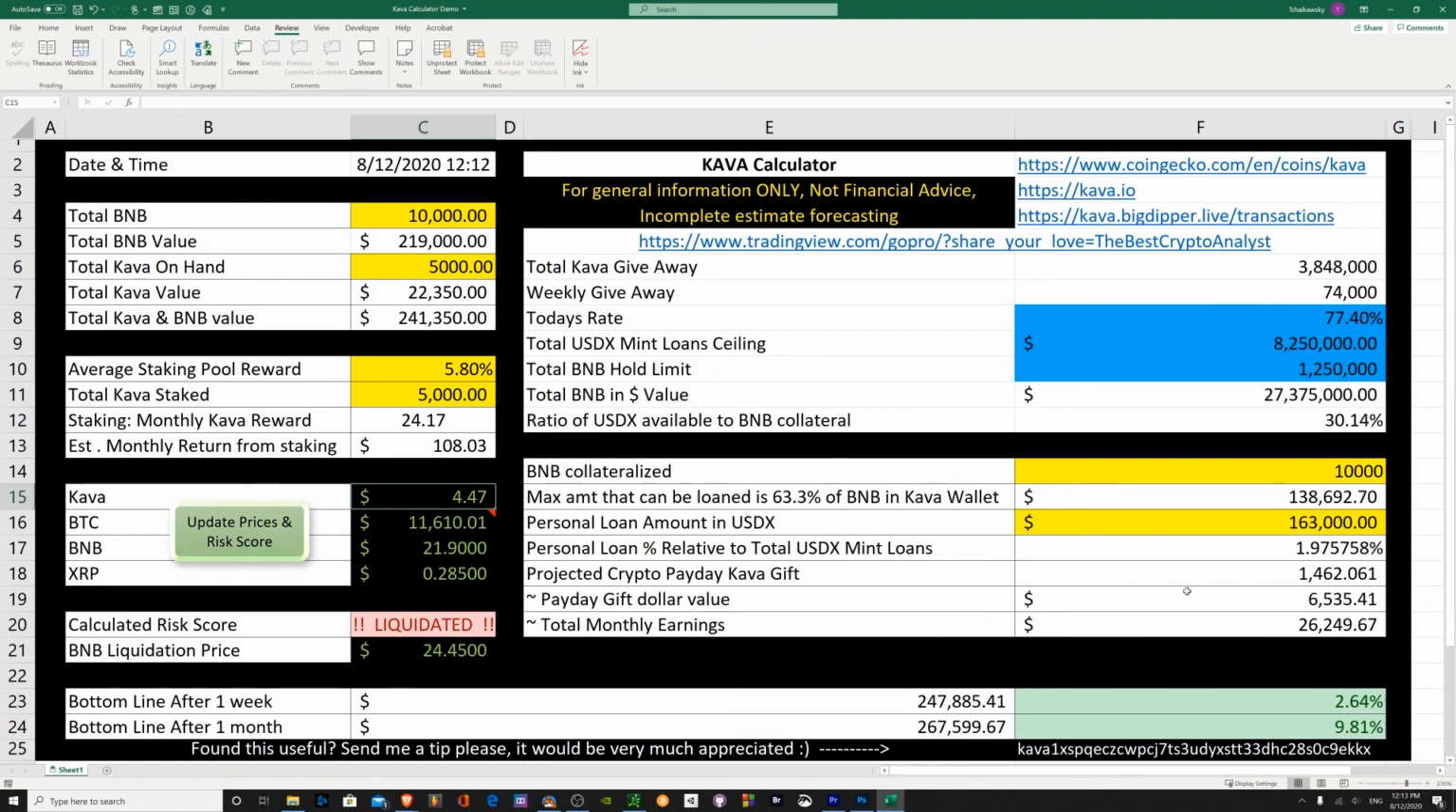So, hey, whether you are a baller or you're just getting ready to enter the balling game, then I think Kava is a great platform for everybody.